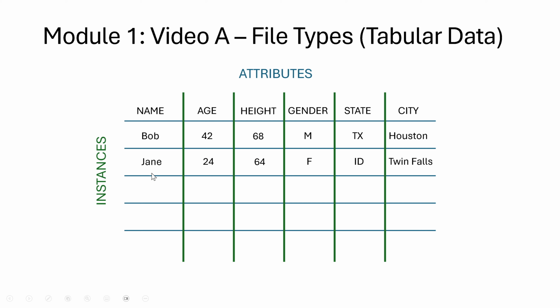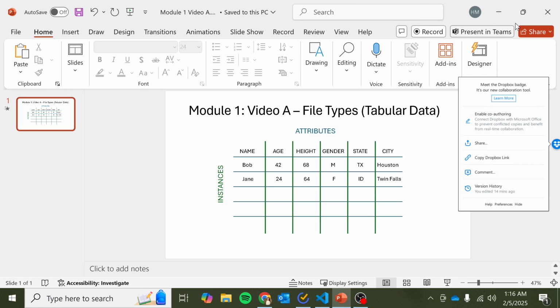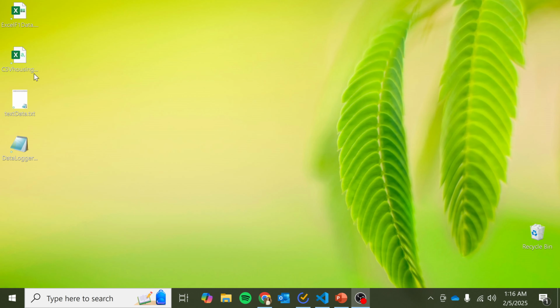So this is an example of data about some people, but often in research, your instances are going to be time series. So you might have an X, Y, and Z coordinate, and then position at time 1, time 2, time 3, time 4. So this is the basic setup for all of the file types that we will be looking at.